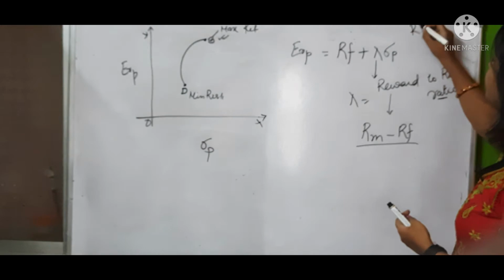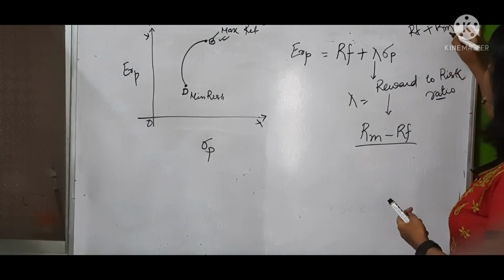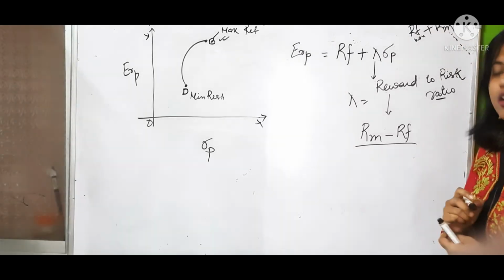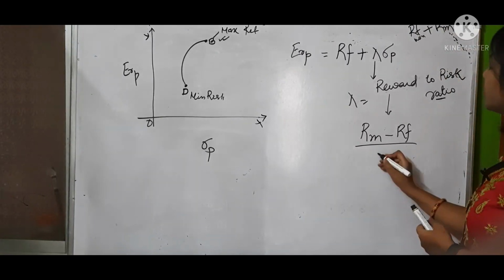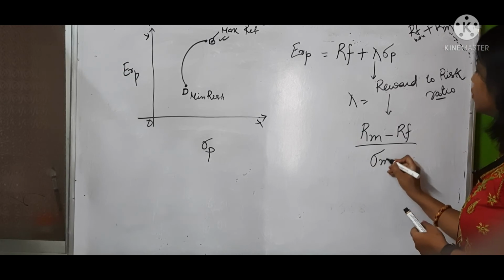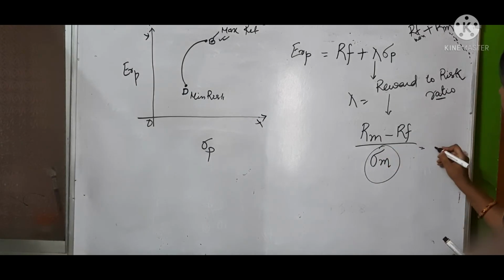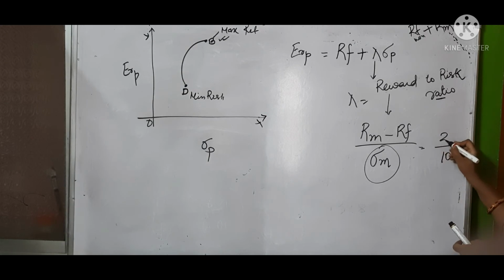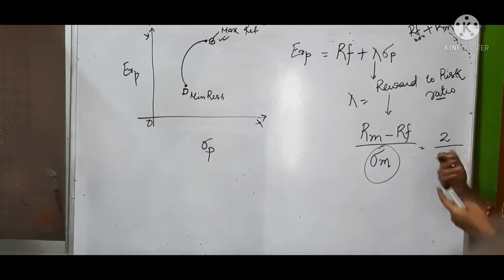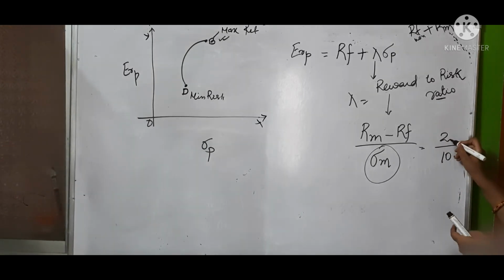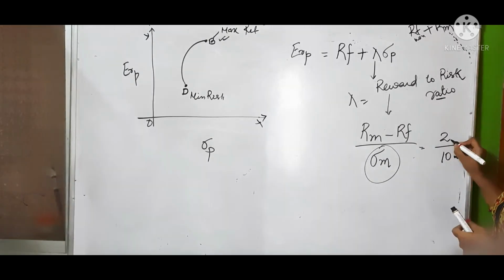Suppose I told you RF is the risk free and RM is the market securities. In the risk free there is no risk, but in the market there is some risk. So you have to find out what the risk is in the market, and I am writing here standard deviation of the market. So if the risk in the market is 10 rupees, the premium is 2 rupees. Means for every 10 units of risk you get a premium of 2 rupees.